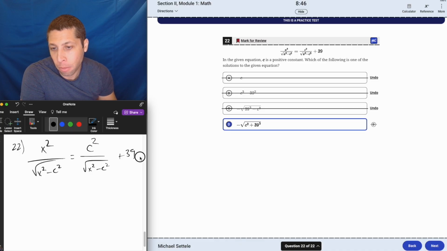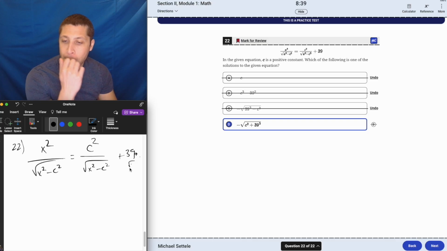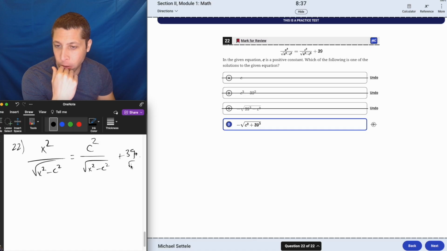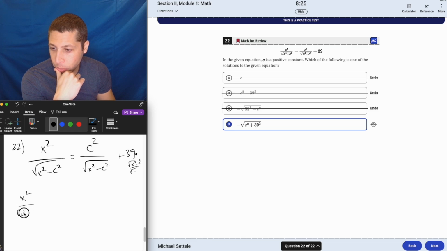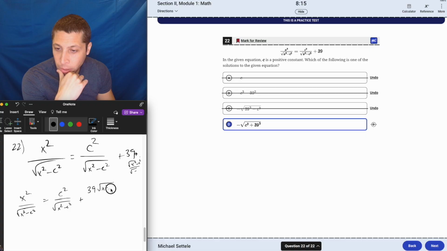So what would we do? I would multiply this thing by radical x squared minus c squared, on the top and the bottom. So we're going to get x squared over radical x squared minus c squared equals c squared over radical x squared minus c squared plus 39 radical x squared minus c squared over radical x squared minus c squared.